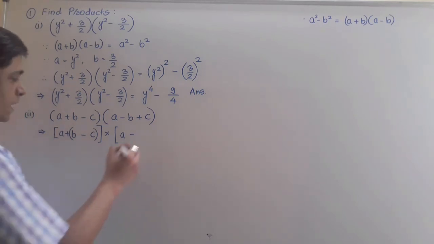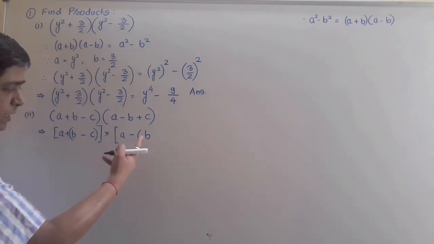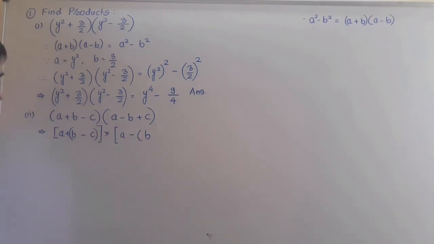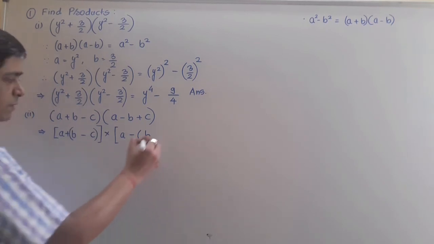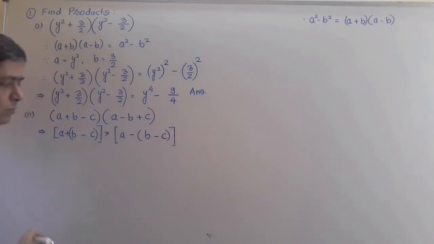So the minus sign I have taken common. As I told you, b will become positive. How do you come to know b is positive? Because before b, inside the bracket, there is no sign, so it will be positive. Similarly, c will become negative, so it will be minus c.